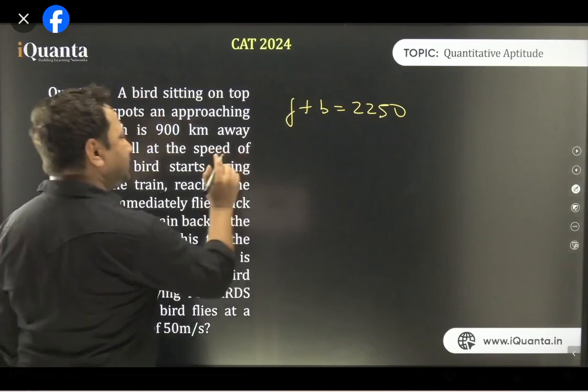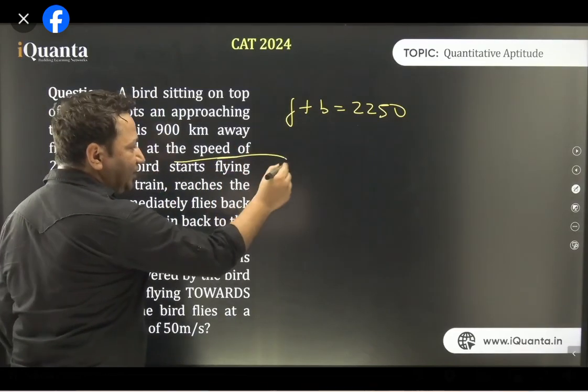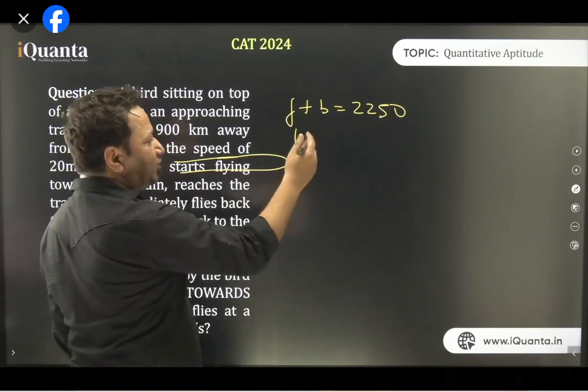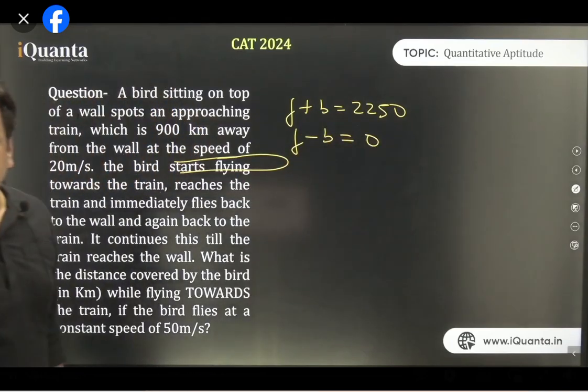And because the bird is going to the train and coming back to the wall itself, in the end the bird was at the wall. That means all the forwards and all the backwards for her were the same. Okay. Now is it clear to all of you? F plus B is 2250, and F minus B, all the forwards minus all the backwards, the difference is 0, because the bird started from the wall and ended at the wall.